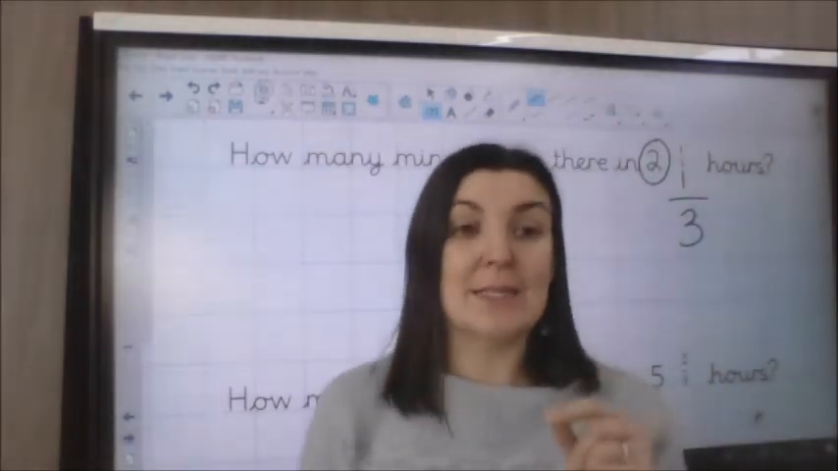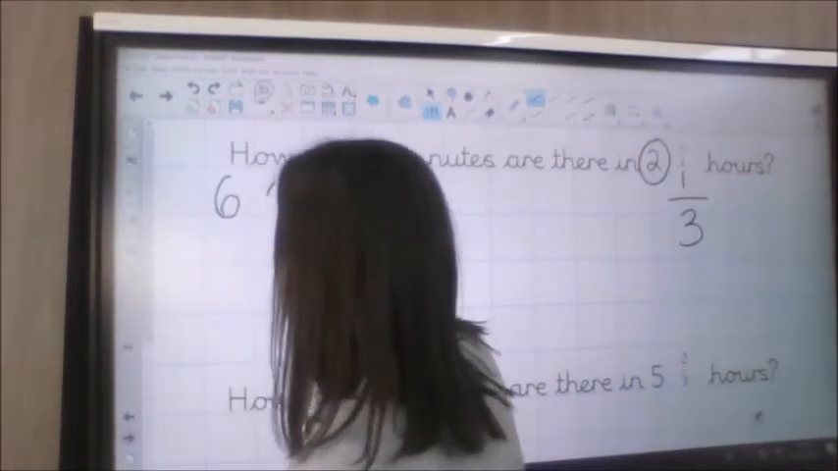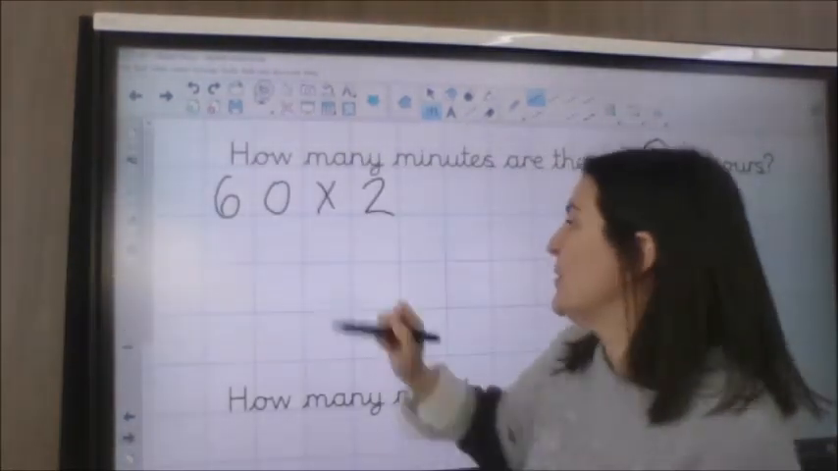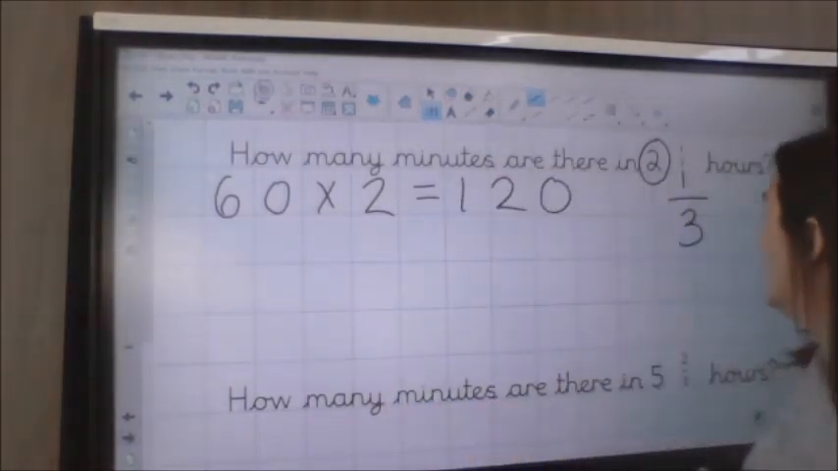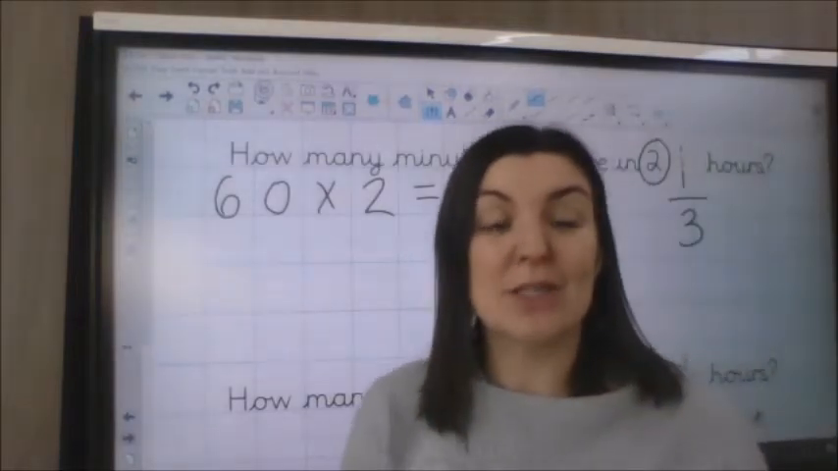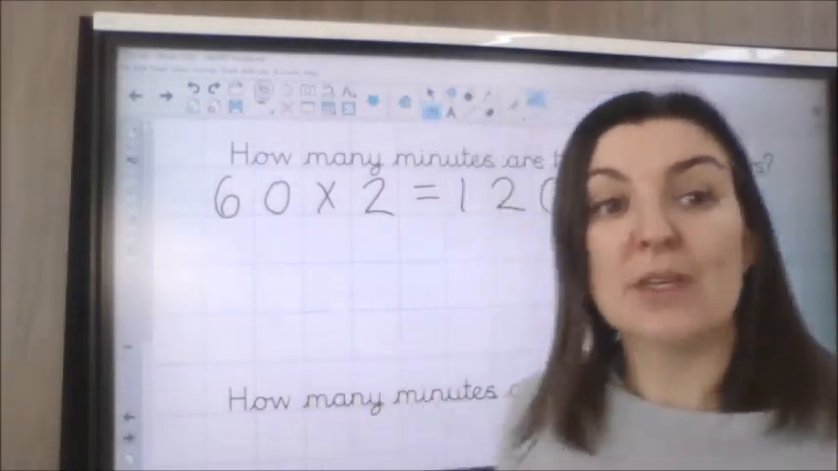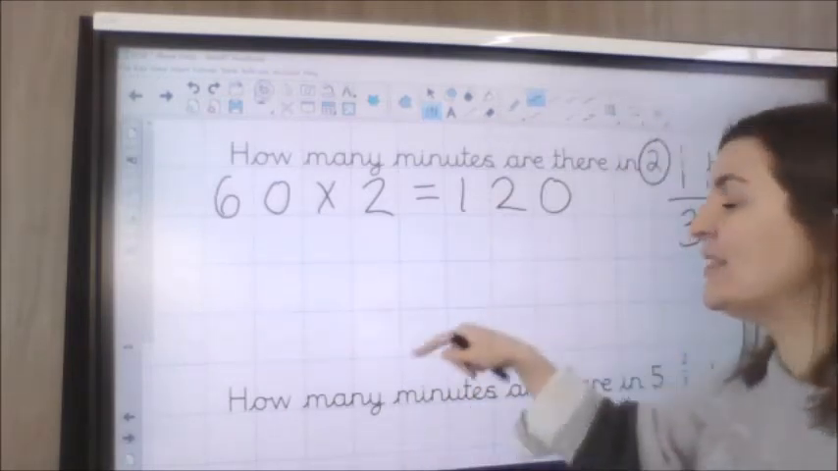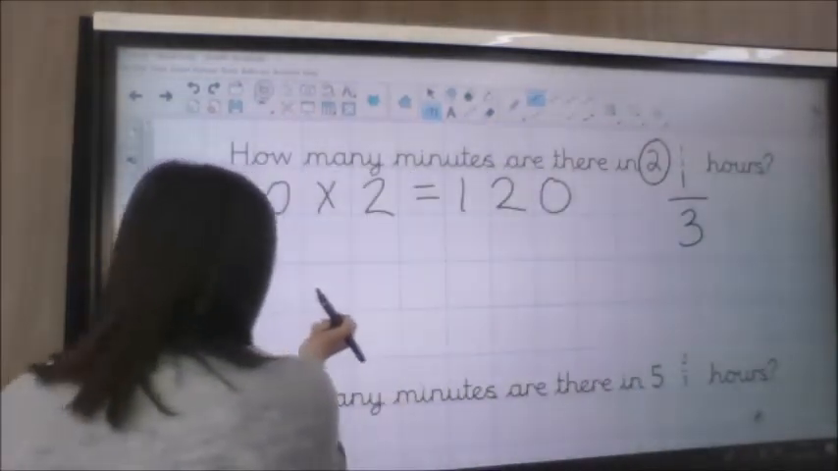Now I know that there are 60 minutes in 1 hour. So I've got to do 60 multiplied by 2. So I can do 6 times 2 is 12 and put the 0 back on. So now I've got to work out 1/3. Now that's just the same as dividing by 3. Okay, so when I'm working out 1/3 of 60, I'm going to do 60 divided by 3.